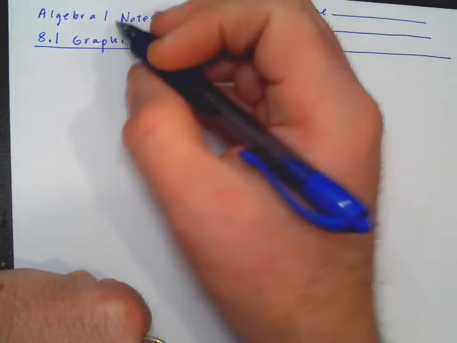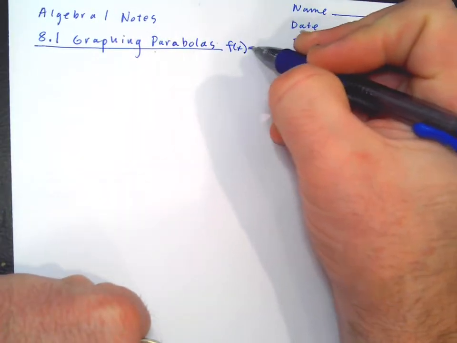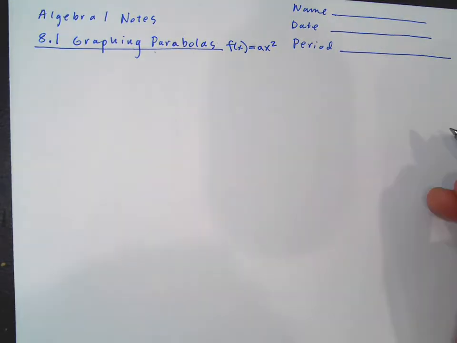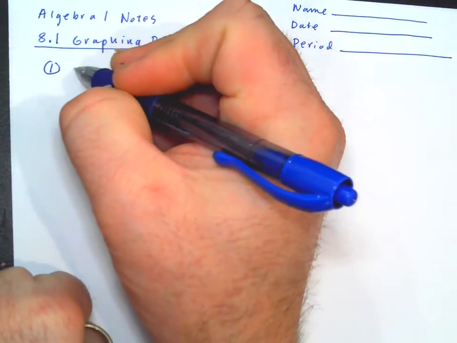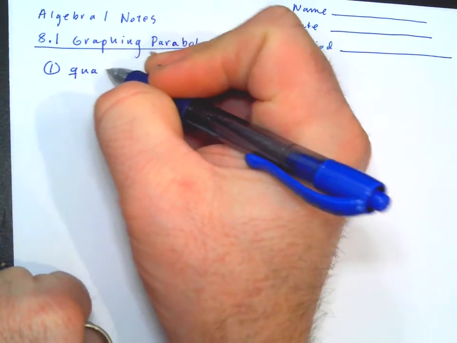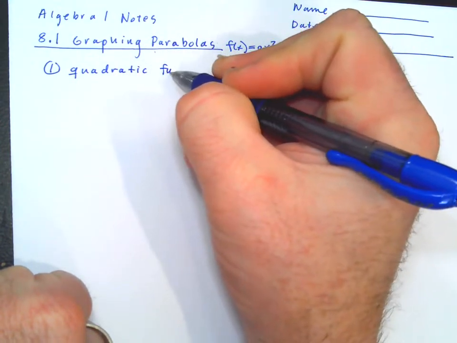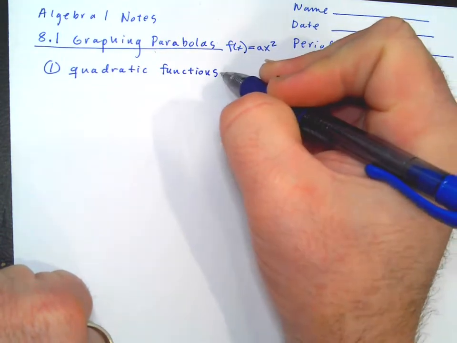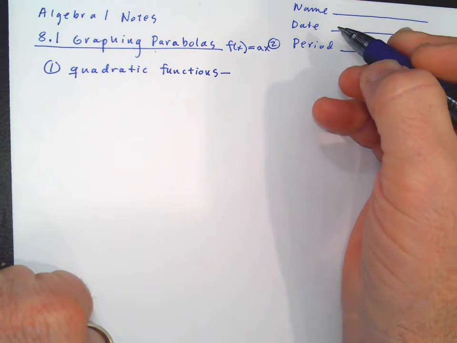So graphing parabolas, also f of x equals ax squared. So that's sort of what the equation of this shape called a parabola looks like. Let's go over a couple things. We also call these quadratic functions. So quadratic functions have the degree of 2. Highest power on the x is a 2.